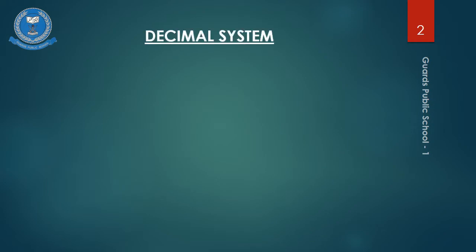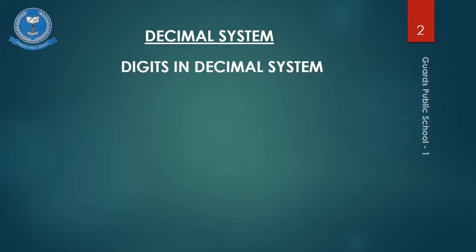Decimal number system. The decimal number system is the simple number system which we use in our daily life. This number system consists of 10 digits and these digits are 0 till 9.